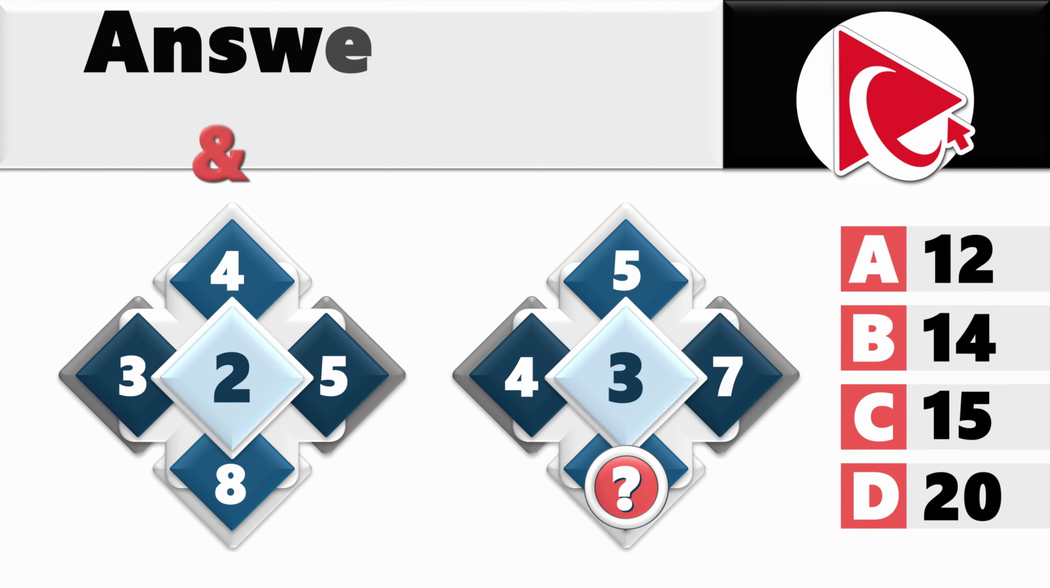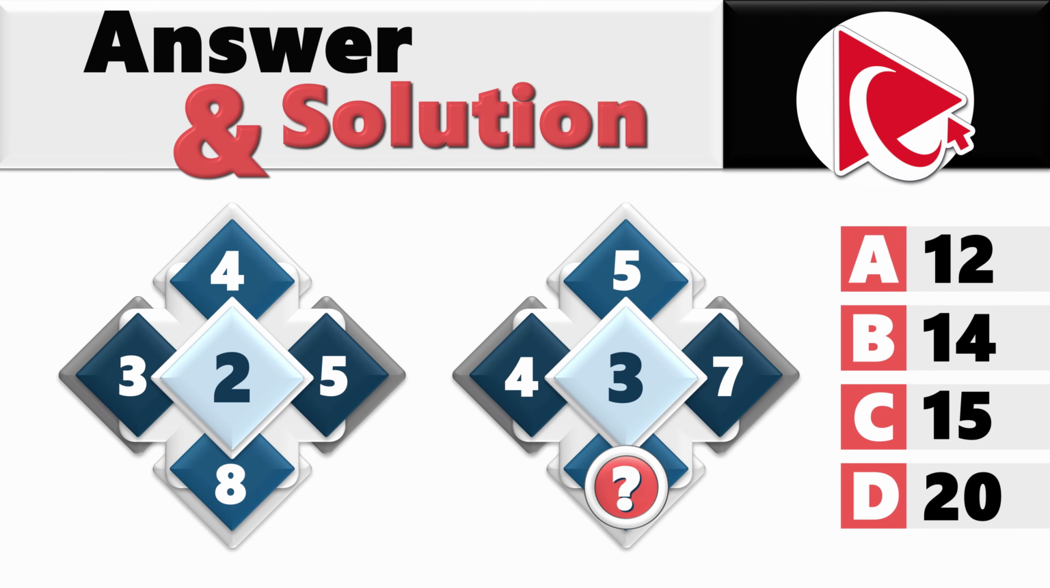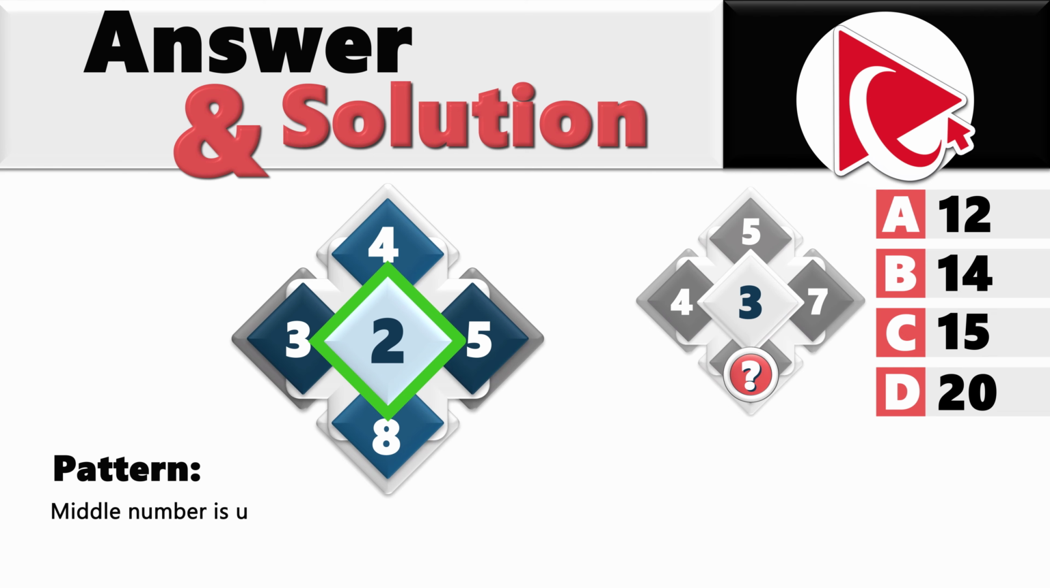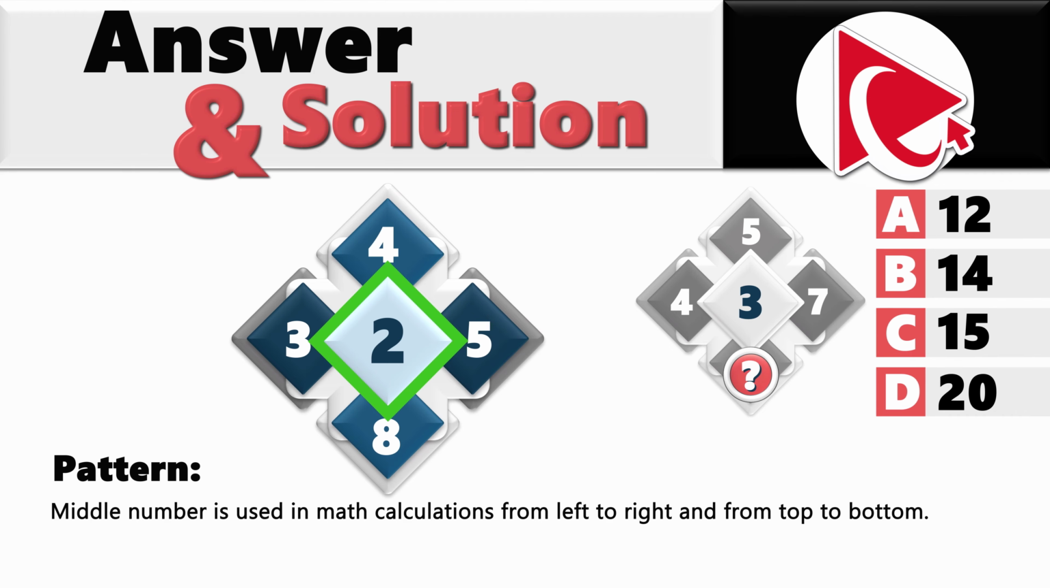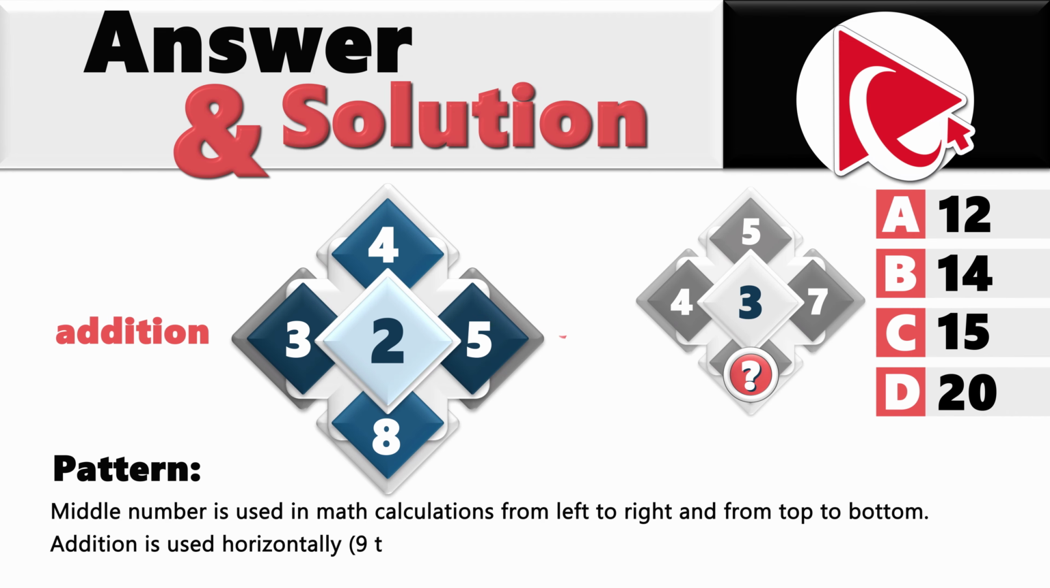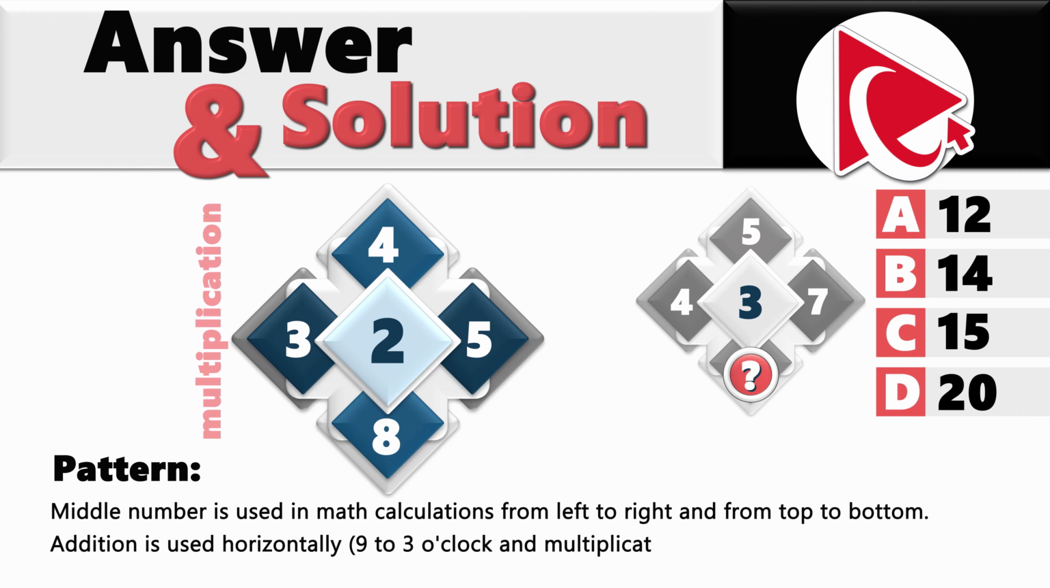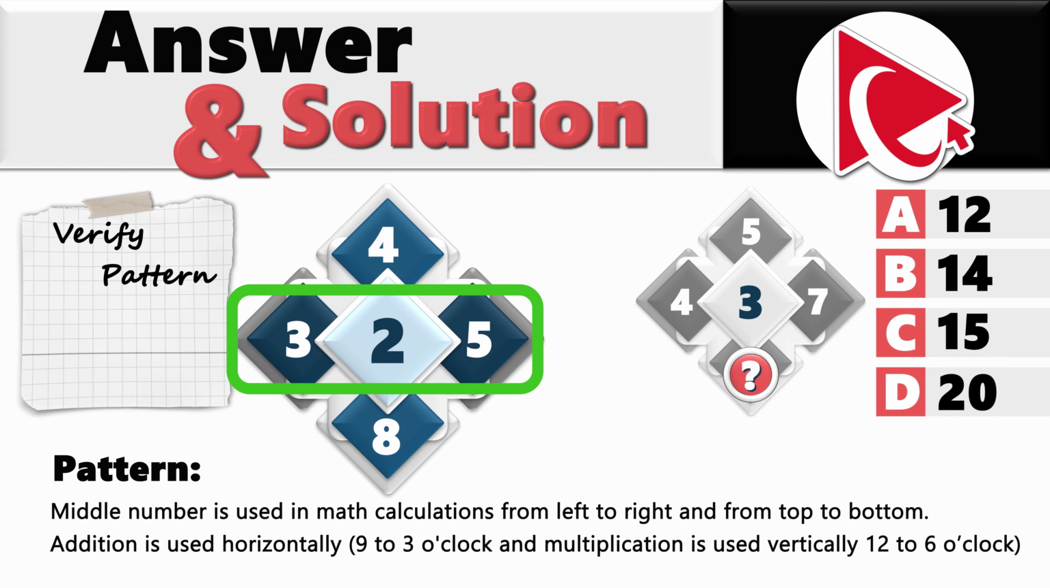And the solution here is rather simple. The numbers here are calculated as a result of the math operations. The middle number is used in math calculations from left to right and from top to bottom. As you might have noticed, addition is used to calculate horizontally 9 to 3 o'clock, and multiplication is used vertically 12 to 6 o'clock. Let's look at the first diamond and look at the math calculations for it.